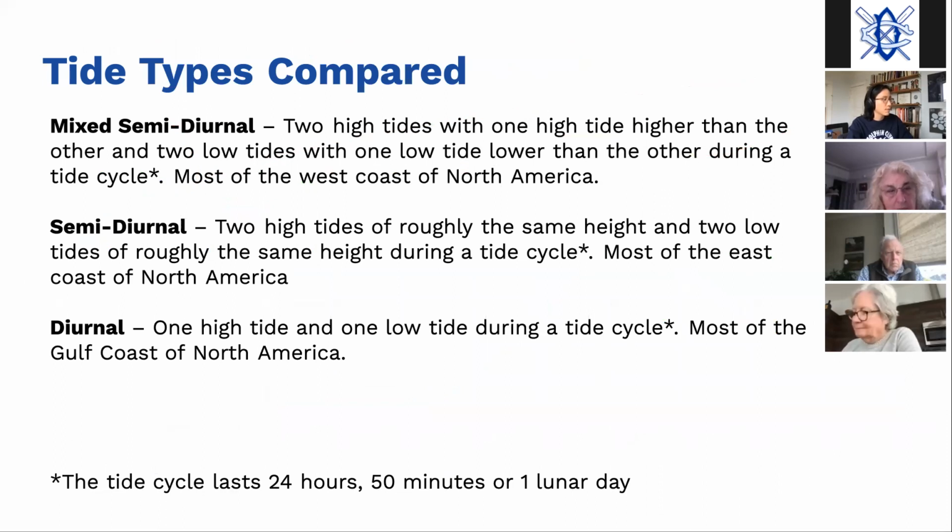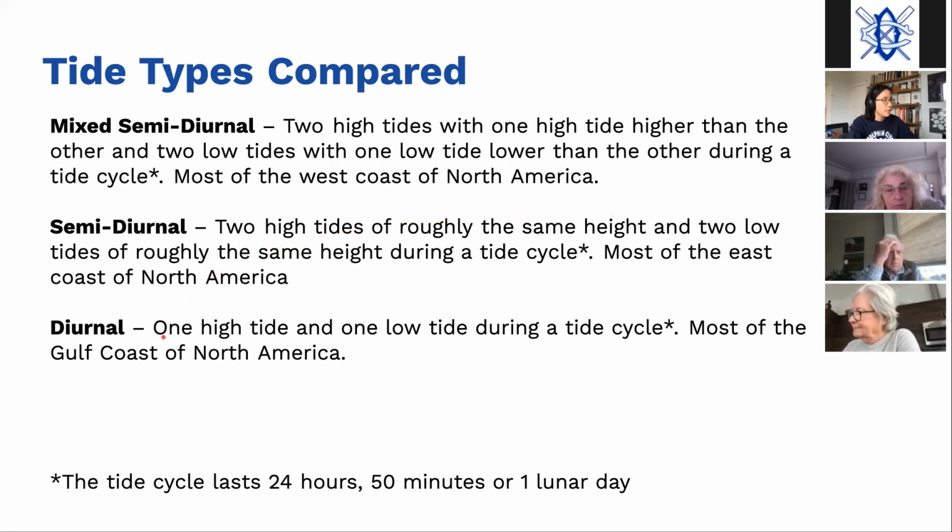There are other types of tides. So if we experience mixed semi-diurnal, if the 2 high tides that occur during the day were roughly the same height and the 2 low tides were roughly the same height, we would call that semi-diurnal. Most of the east coast of the United States experiences semi-diurnal tides.